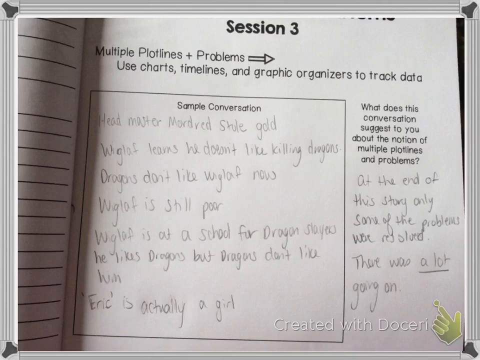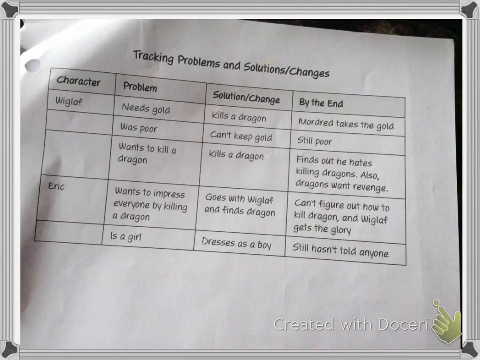So here's a sample one that I made for this group. I have just the characters of Wingflaf and Eric on here, and I took the information I wrote on the first page and just put it into this chart. So Wingflaf needs gold, so he kills a dragon, but Mordred takes the gold. He was poor. His solution was he was going to kill the dragon to get gold, but he ends up not keeping it, so at the end of the book he's still poor. He wants to kill a dragon, so he kills a dragon, but he finds out he doesn't like killing dragons, and now dragons want revenge on him.